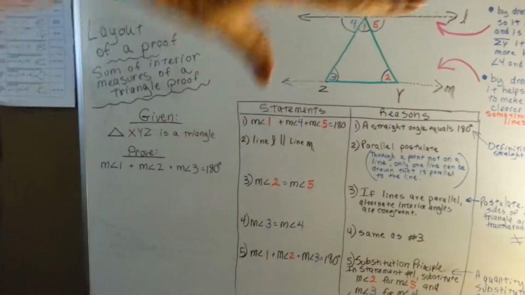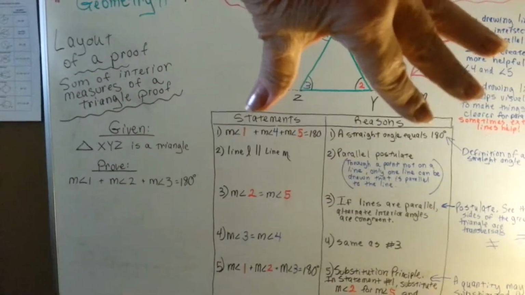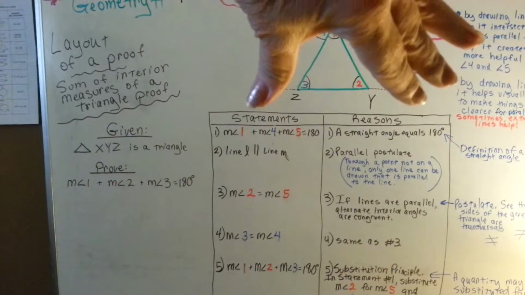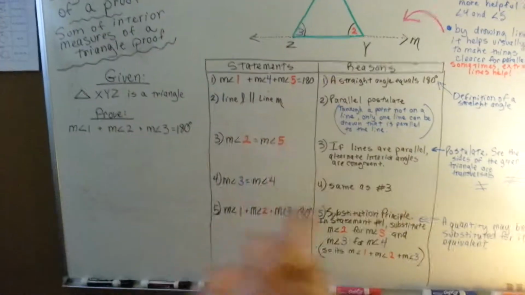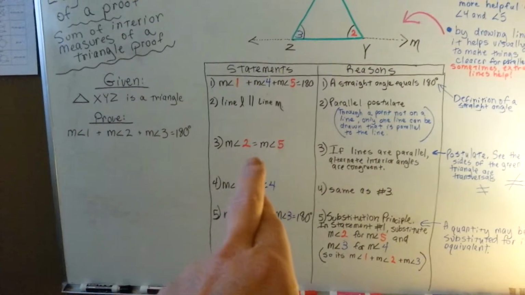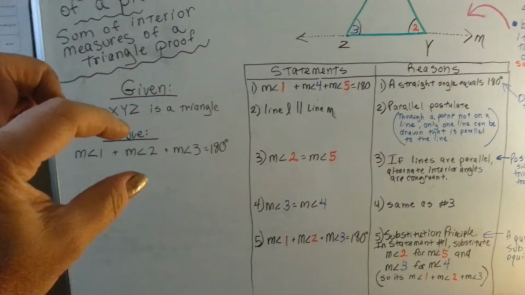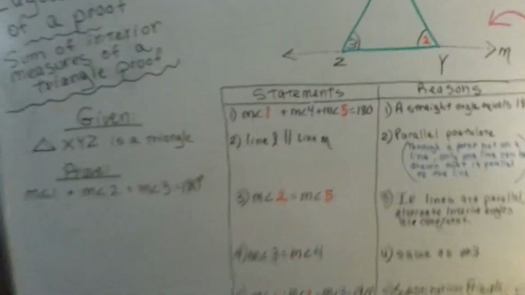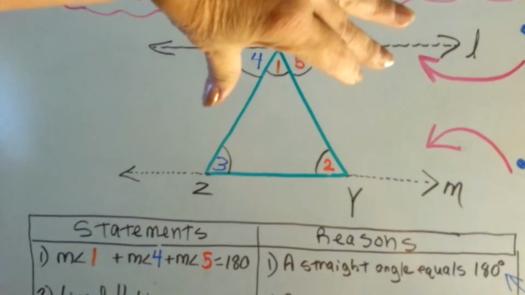The first thing that's important is we do have a drawing to go with what we're doing. The drawing that was originally given was just this triangle, so I've done some work on it. All we had was this triangle XYZ. We've got our proof table with the statements on the left and the reasons on the right, and we have our given and our prove. So let's take a look at what we had here. We originally had just this triangle.